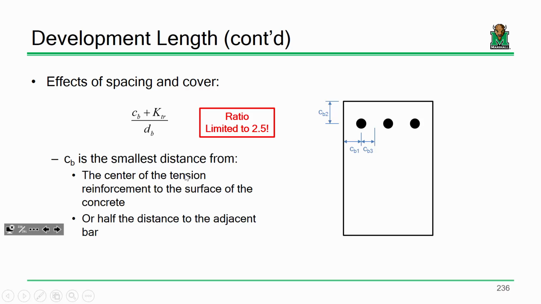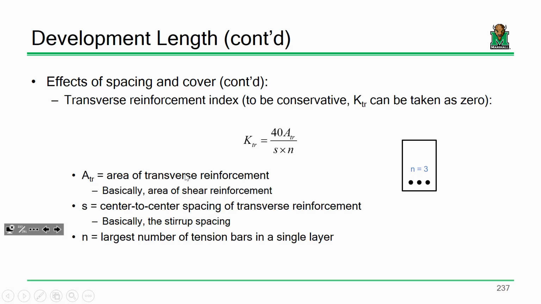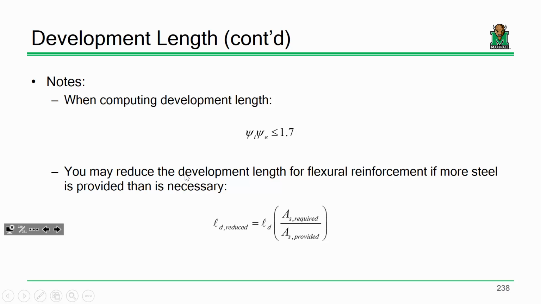Okay, our spacing and cover requirements, that ratio is capped off at a maximum of 2.5. Everybody good? Okay. That ratio is capped off at 2.5. It's also a function of your transverse reinforcement index. For our first calculation, we're going to assume that's 0, and then we're going to take into account transverse reinforcement and see how much benefit we get from actually accounting for it.